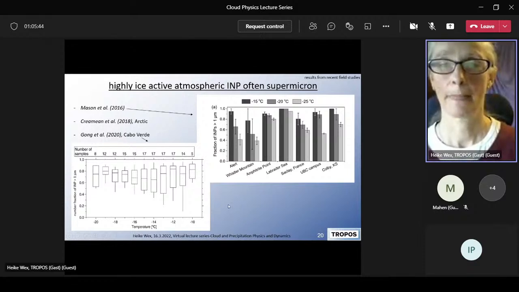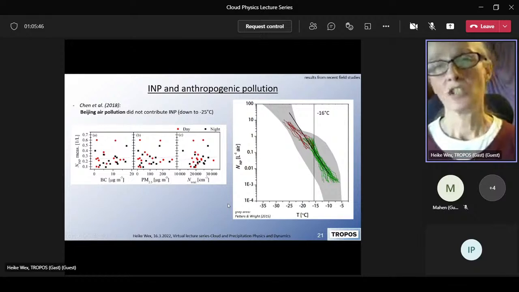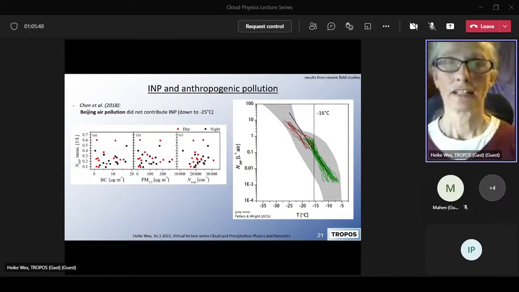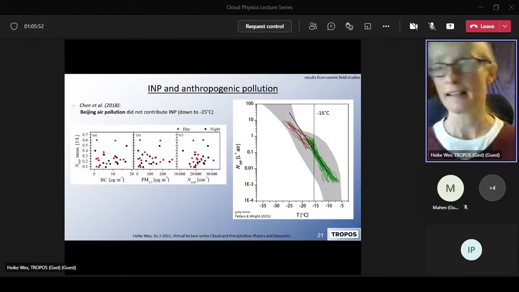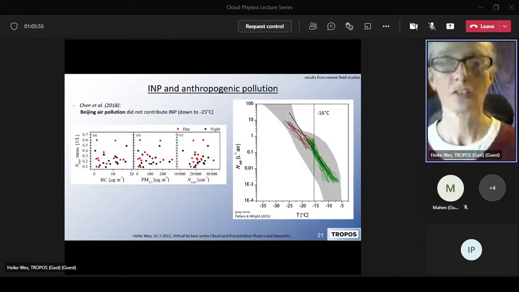Next topic. INP and anthropogenic pollution. Had I talked to you 10 years ago, probably I would have said, yeah, it is assumed that anthropogenic pollution contributes INP, but that is not the case. So we cooperated with Beijing University. They collected filters, and then Jay Chen came over and measured them, and we published that work together.